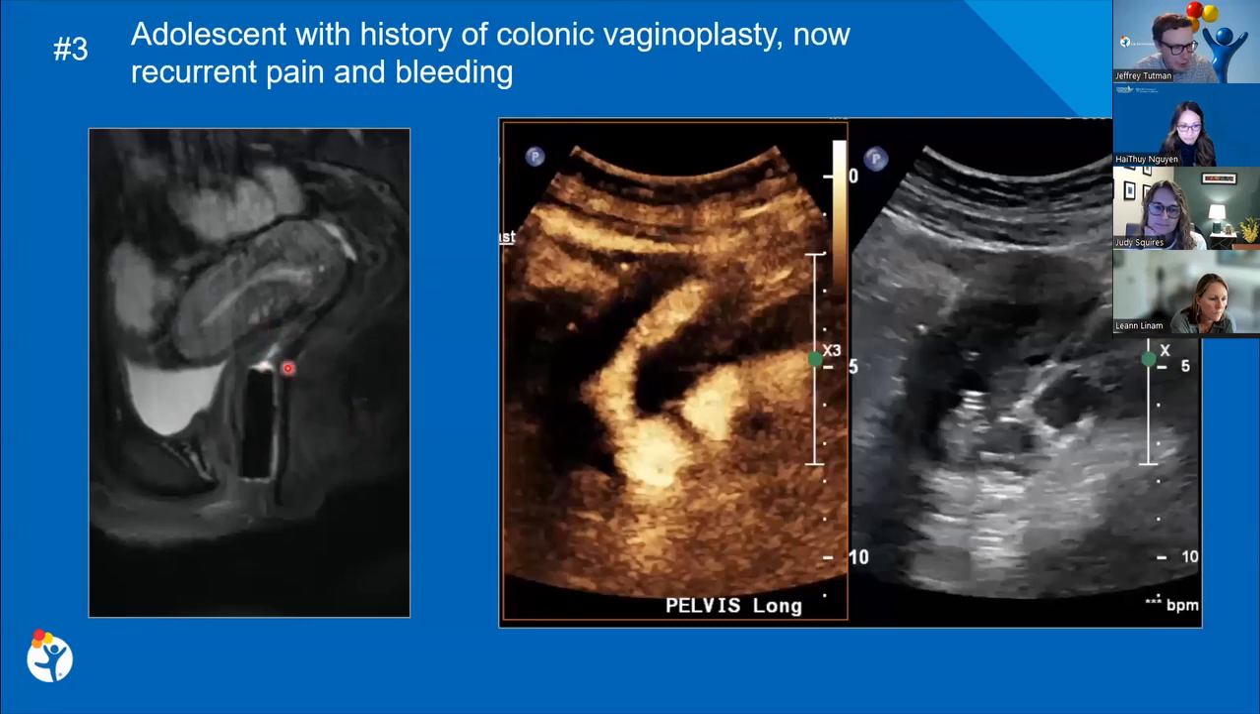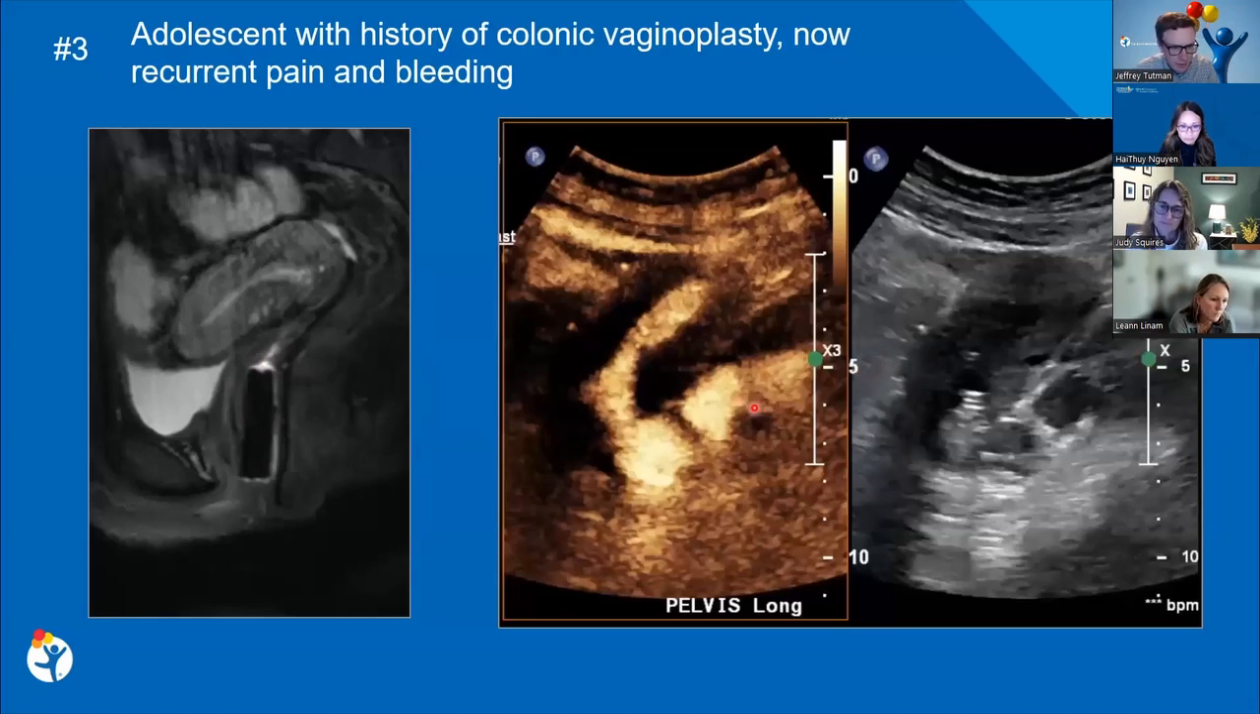Similarly, they had an MRI done first. They had a tampon placed into the neovagina just to help define the anatomy a little bit better. I think you can see this little thin band of tissue right here, but it's quite difficult to define their anatomy. So we went to contrast ultrasound.